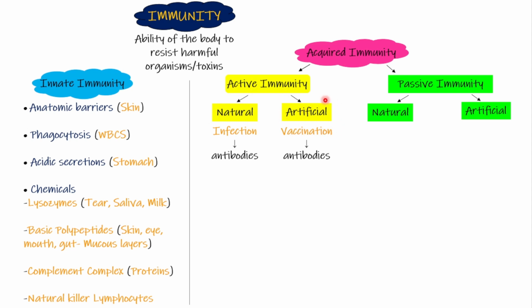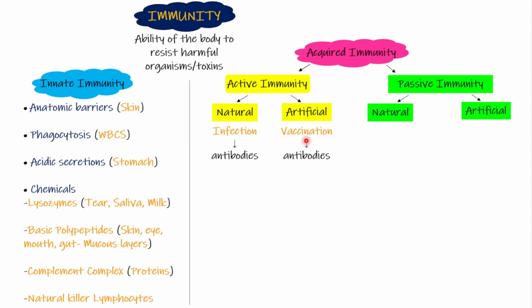Then we have the artificial subtype of active immunity. In this, the body is actively producing the antibodies, but the stimulus is artificial. For instance, the vaccination. So what is the vaccination? Whenever the vaccination is done, the body produces antibodies. Now the body is actively producing antibodies. We're not giving preformed antibodies, but these antibodies are being produced in response to some artificial stimulus, just like vaccination.